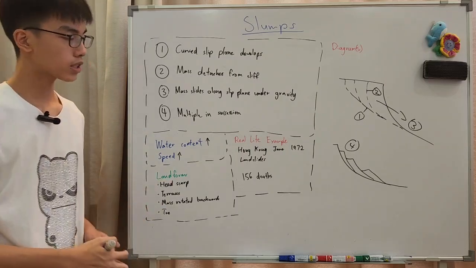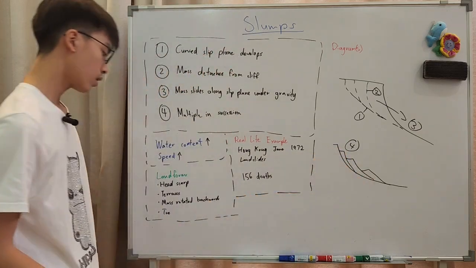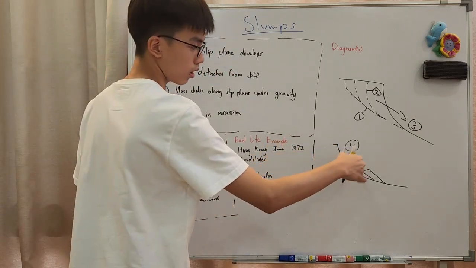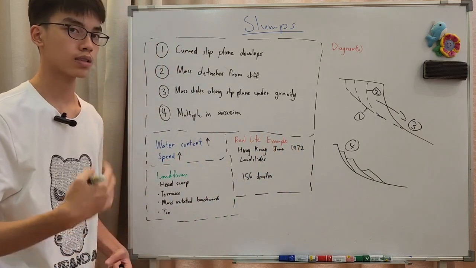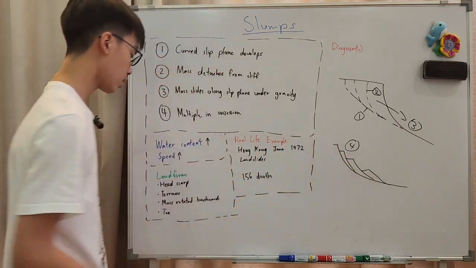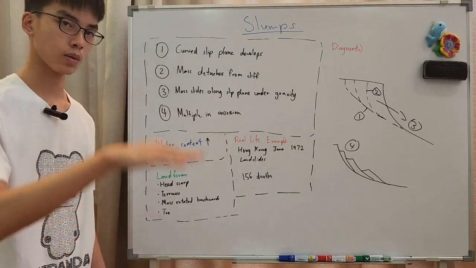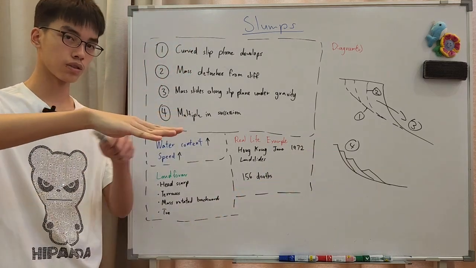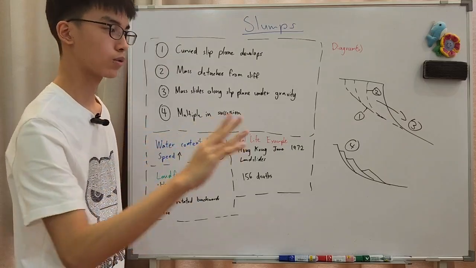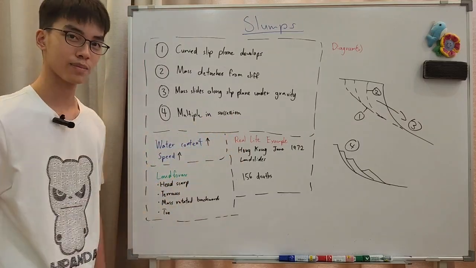Landform wise, you have a headscarp up here. There's vertical distance, these ones as well. Terraces, these step slump blocks because multiple happen in succession, not just one. So you have terraces. Mass rotated backwards is essentially just these blocks. Initially, they were horizontal. Then as they slump, they're rotating, as you can see, backwards. That's why it's called mass rotated backwards.